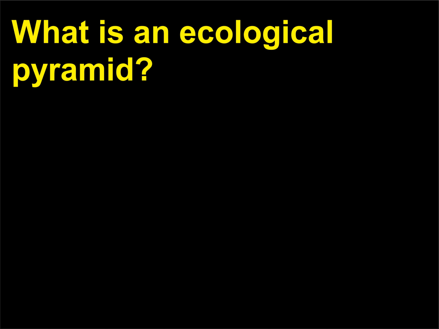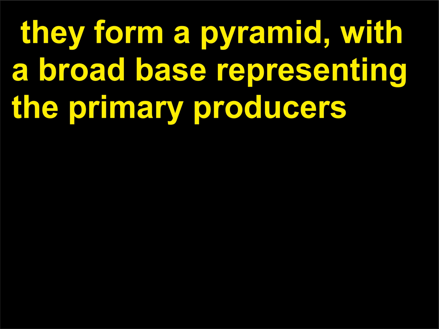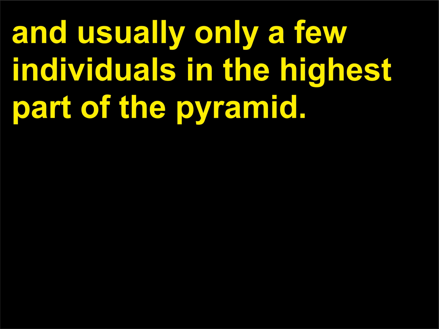What is an ecological pyramid? If the organisms in a food chain are arranged according to trophic levels, they form a pyramid, with a broad base representing the primary producers, and usually only a few individuals in the highest part of the pyramid.